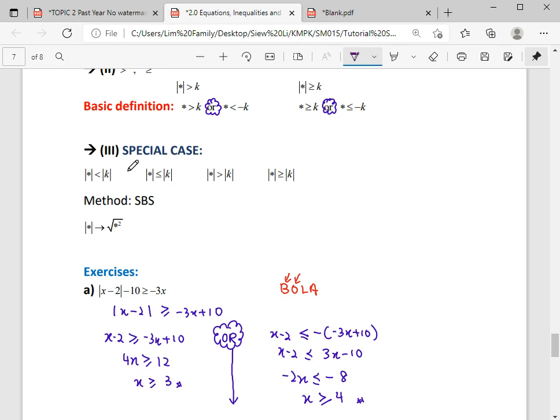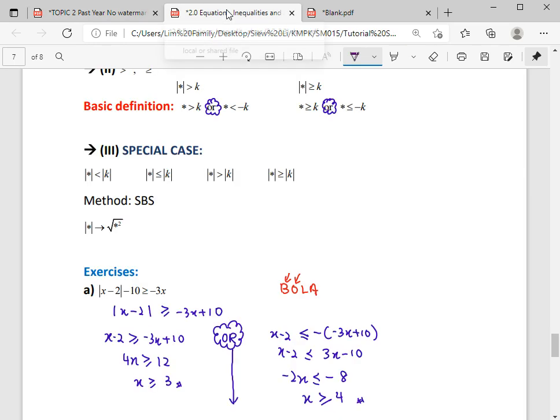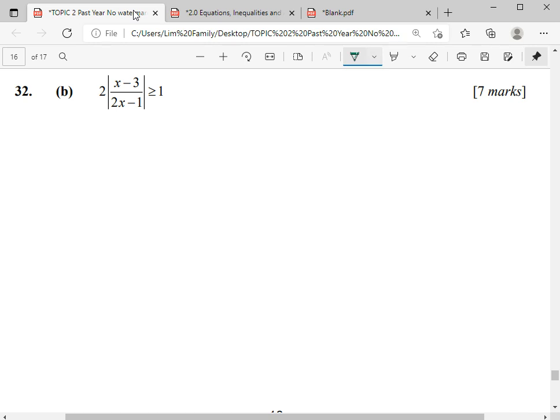Let us revise our special case where we have modulus on both sides of the inequality. We can move our denominator to the right hand side in order to get modulus on both sides. So first of all, x minus 3 is greater than 1 times the modulus of 2x minus 1. So we get modulus on both sides already.